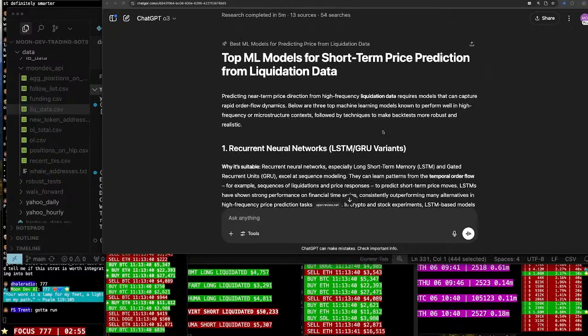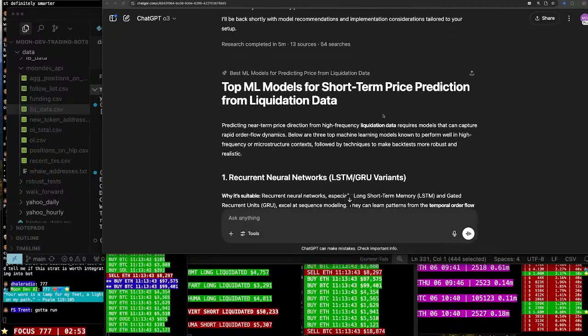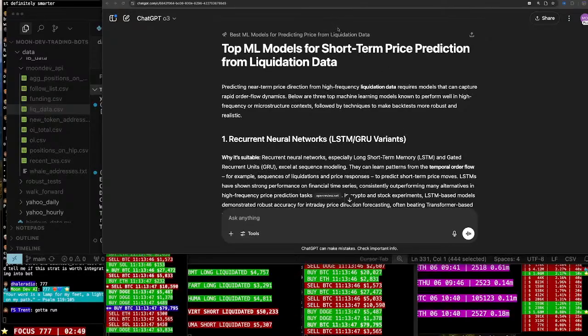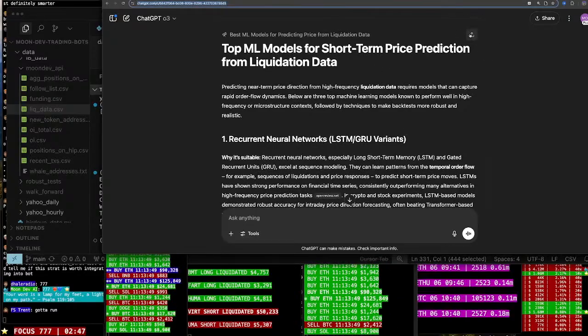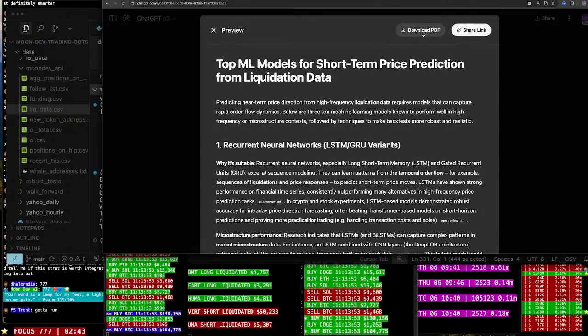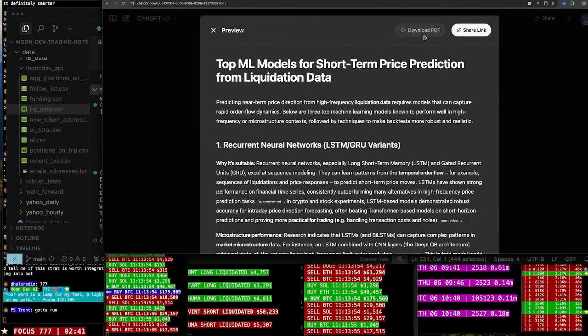All right, let's read through it. So the top machine learning models for short-term price prediction from liquidation data. Download PDF. Damn. Let's download PDF.